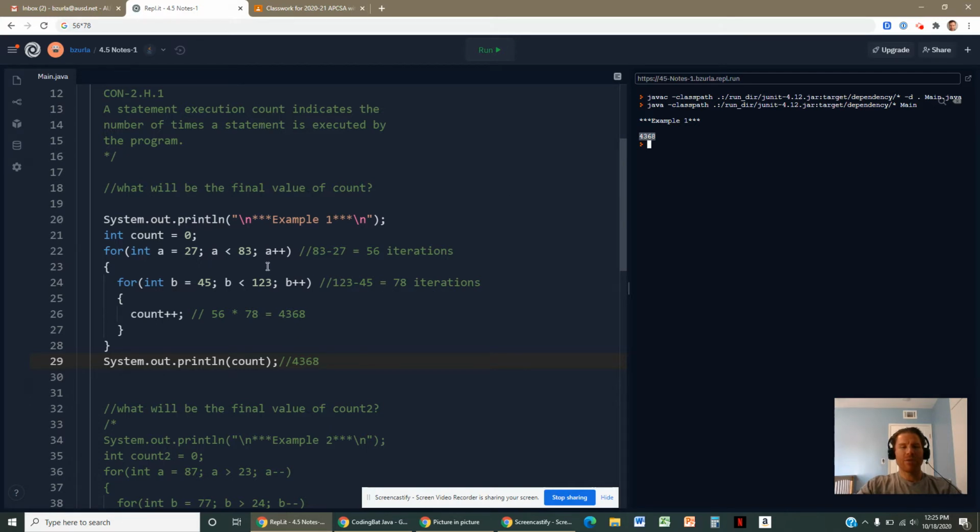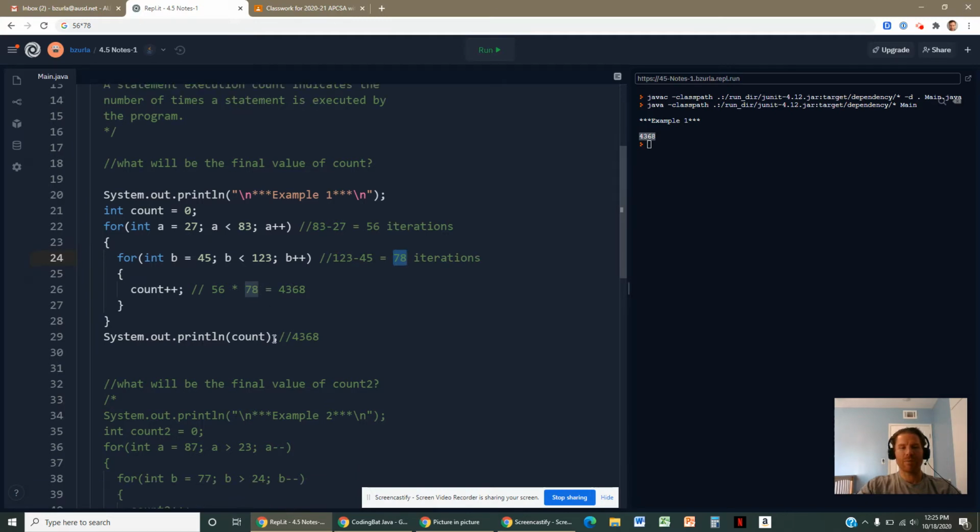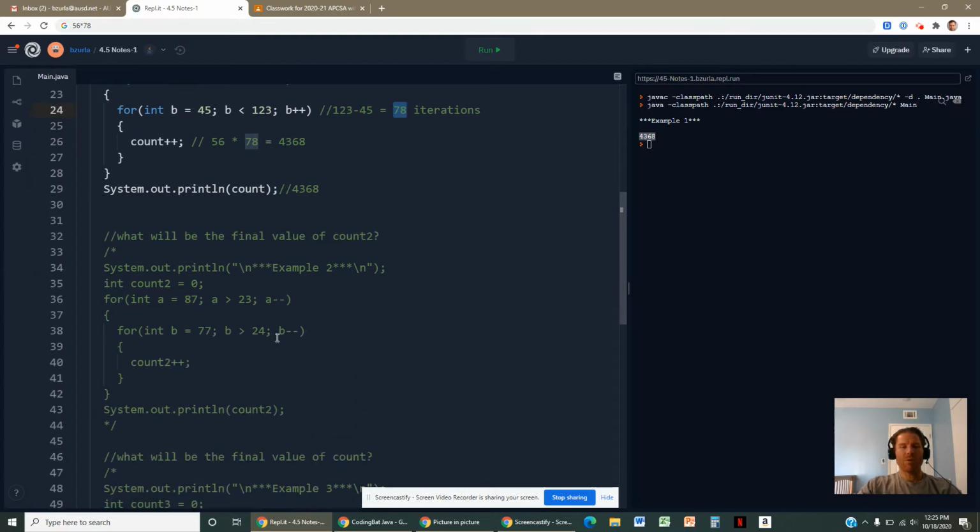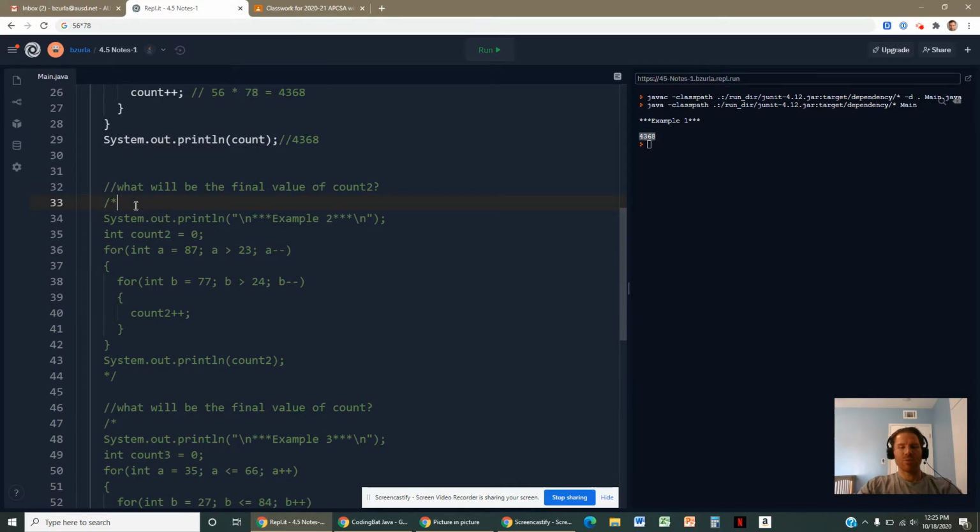Okay. So again, the outside loop ran 56 times. The inside loop ran 78 times. Each iteration of the outside loop caused 78 iterations of the inside loop. And we did that 56 times. So 56 78s. All right. What will be the final value of count 2?